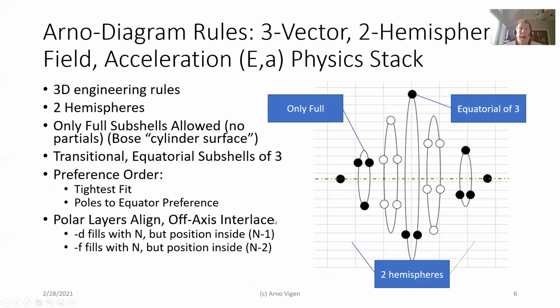So basically what happens is you count up those different things. Again, only full subshells. The preference is the tightest fits, and that is going from the pole towards the equator as the general preference, but knowing that you can only have fulls, okay? Which is a little strange because, for example, if you have a 10, well, you can't do 1 plus 3, 1 plus 3, but you can do 2 times 5. And so the rule of full subshells overrides the tightest fit.